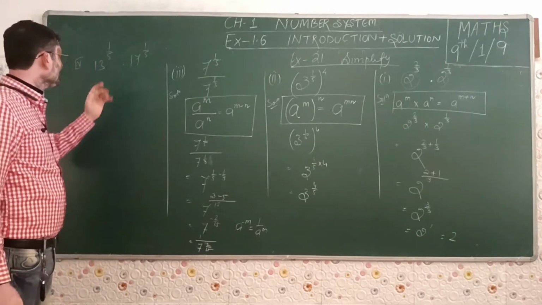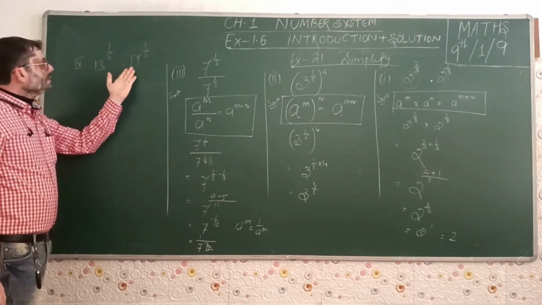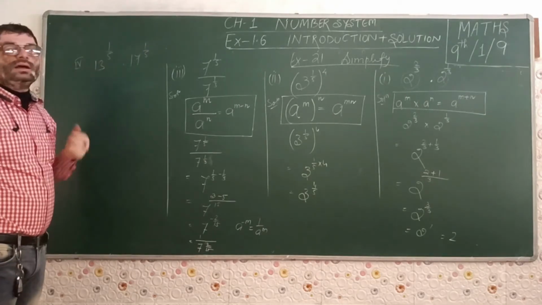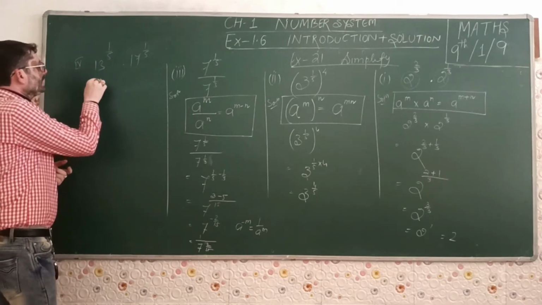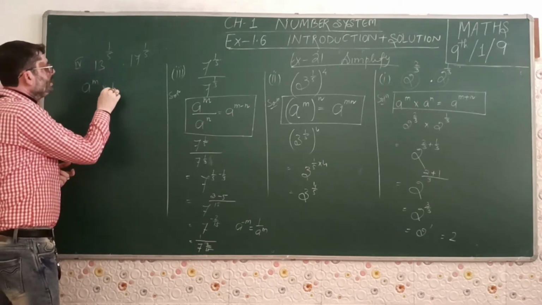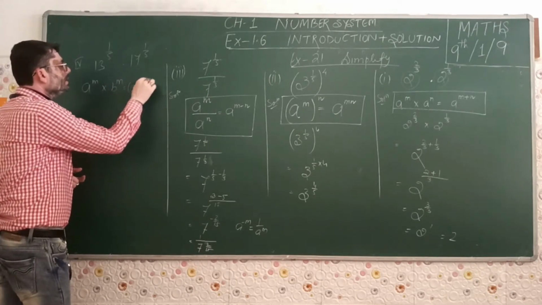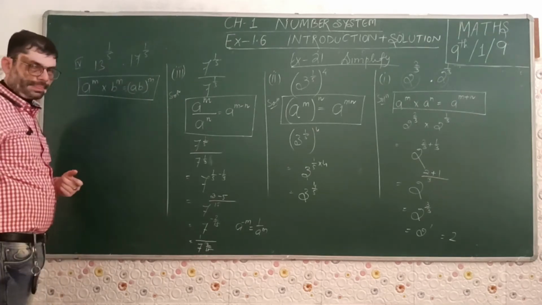Moving on to the next one. This is 13 to the power 1 by 5, 17 to the power 1 by 5. You see, the powers are same but the bases are different. So we can apply here the law of exponent: a to the power m into b to the power m can be written as ab to the power m. Here, this law is applied.